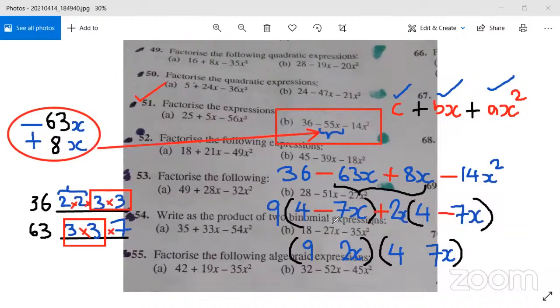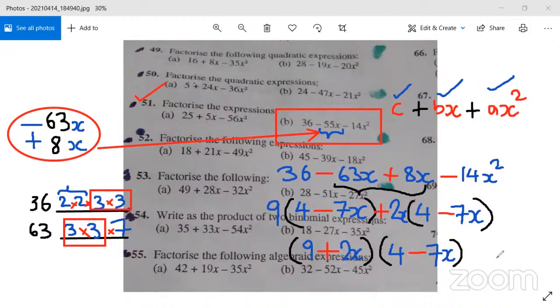So the beauty about this is that you will never get the signs wrong, right? You won't get the signs mixed up at any point in time, right? 9 times 4, positive 36. 9 times minus 7x, minus 63x. Plus 2x times 4, plus 8x. Plus 2x times minus 7x is minus 14x squared. Therefore, our final answer is 9 plus 2x multiplied by 4 minus 7x.